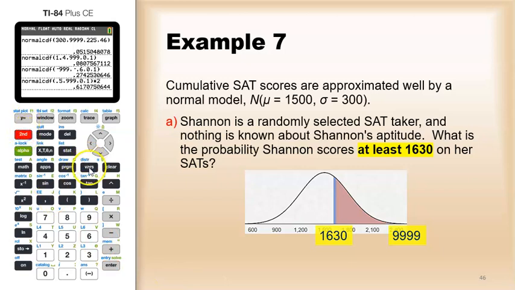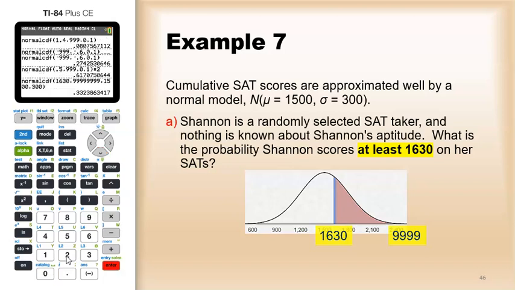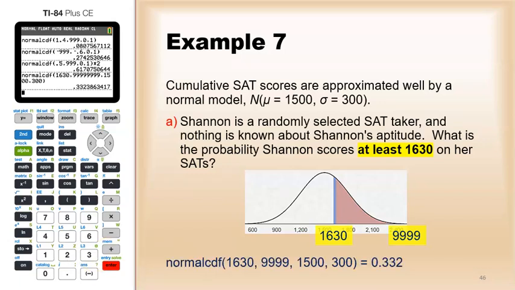So your calculator, second, VARS, normal CDF, 1630, 9999. You can do more if you want. The mean is 1500 and the standard deviation 300. Paste. And I see the probability is about 0.332. Okay. So the probability that Shannon scores at least 1630, if it's a randomly selected student, is about 33%.